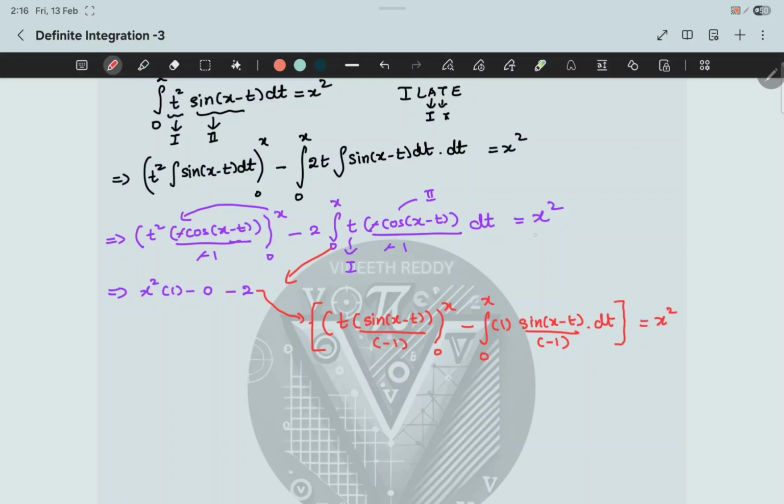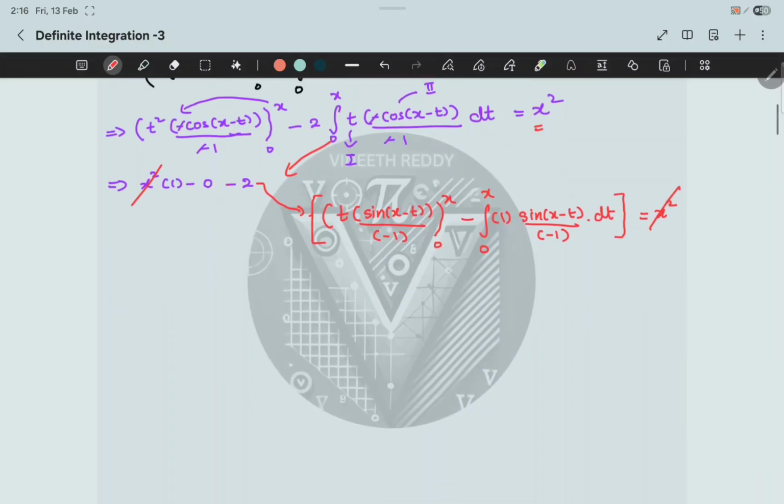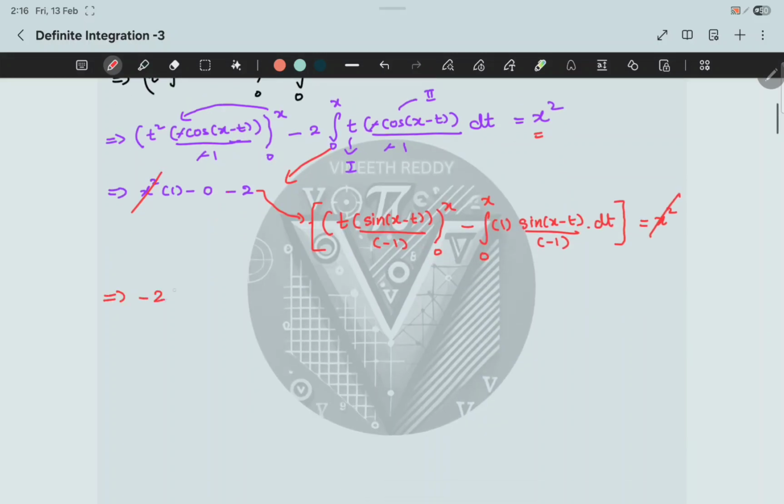This will be equal to x square on the right hand side. Now this and this get cancelled. So what remains is minus 2 times, minus 2 is there here. Now we have to replace the value of t with the upper limit, that is x. So we get x into sine 0, that is 0, minus, already there is a minus sign, we'll keep minus. Now we have to replace t with 0. So this entire function becomes 0. Fine.